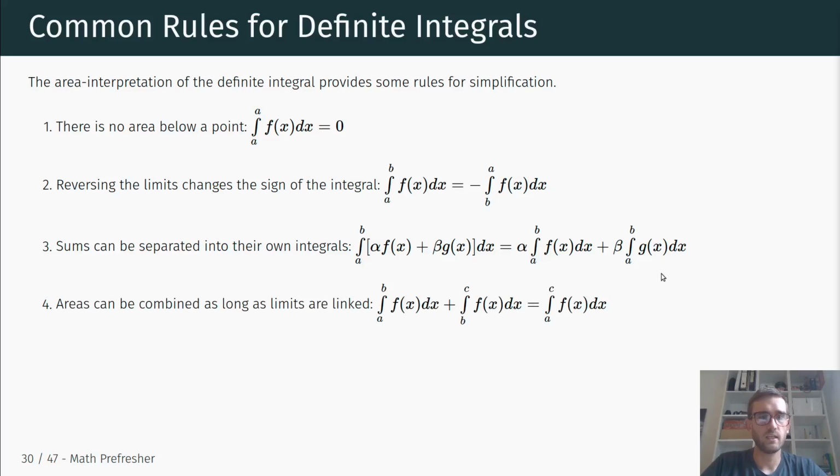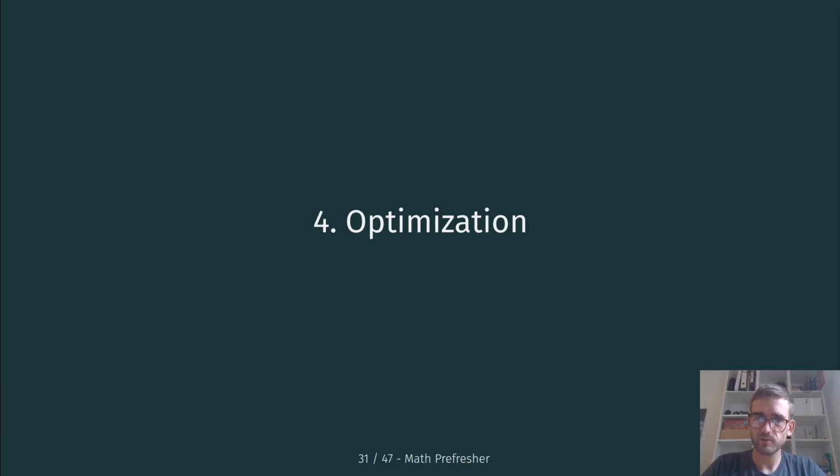All right. Lastly, areas can be combined as long as the limits are linked. So if we have one integral from a to b of f of x dx and another integral from b to c of f of x dx, then this is equal to the integral from a to c of f of x dx. All right, so this was a very quick overview of calculus and integrals and differentiation.